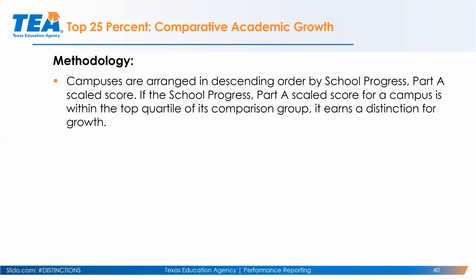The methodology for this distinction is as follows. Campuses are arranged in descending order by school progress Part A scaled score. If the school progress Part A scaled score for a campus is within the top quartile of its comparison group, then it earns a distinction for the top 25% academic growth.